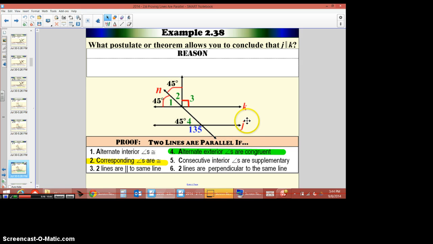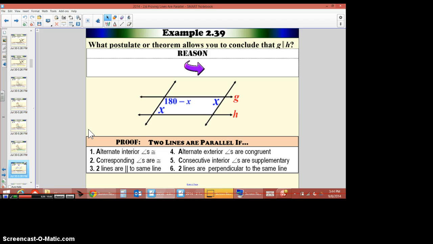But if you notice, angle 3 is 90 and angle 2 is 45. So together they make 135 degrees, which is alternate exterior to this 135. So either one of those will work as far as proving those two lines are parallel. Alright, this is just in your notes. So these in your notes, make sure you understand.